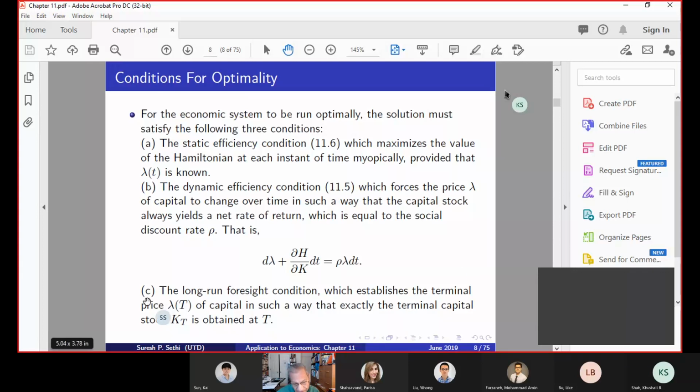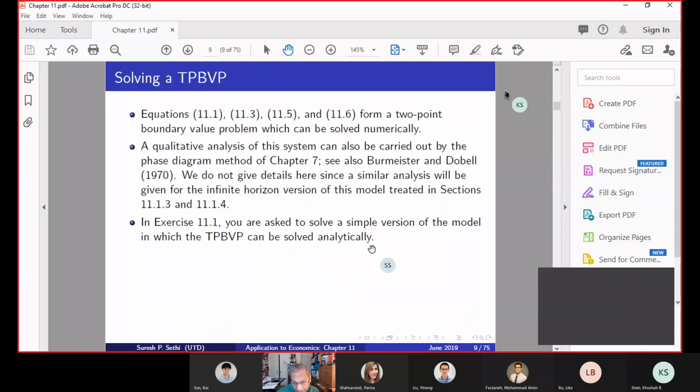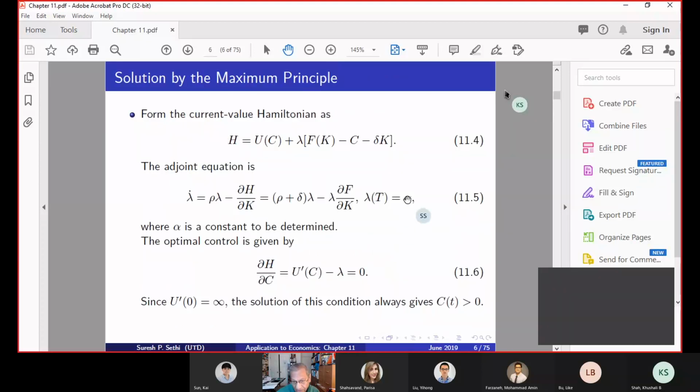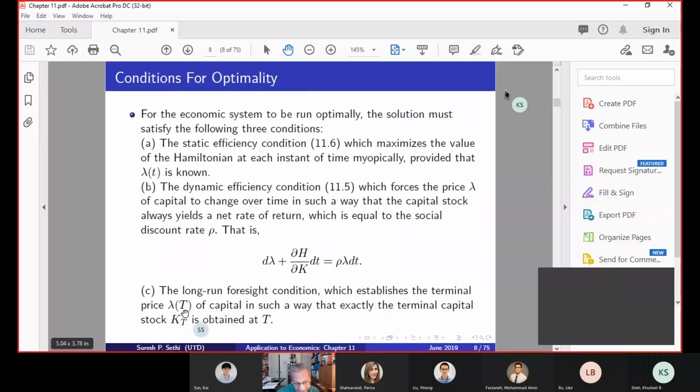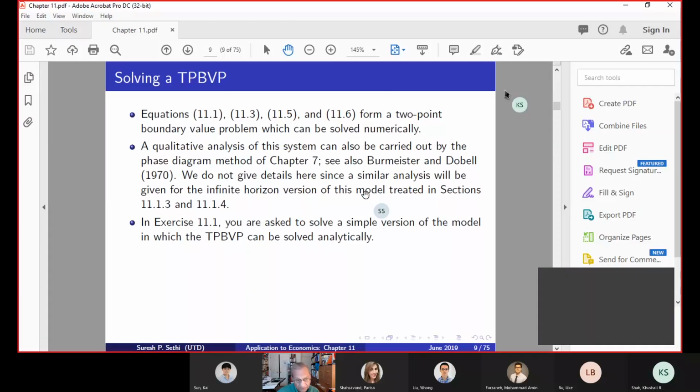And finally is a long-run foresight condition, which says that I should choose alpha in such a way that when I solve the problem, I will end up exactly at KT. Okay, because that's what I want to do. So those are the three interpretations of the three conditions. You can solve that as a 2-point boundary value problem that is shown in exercise 11.1 for a different model where utility function is given to you and f is given to you.